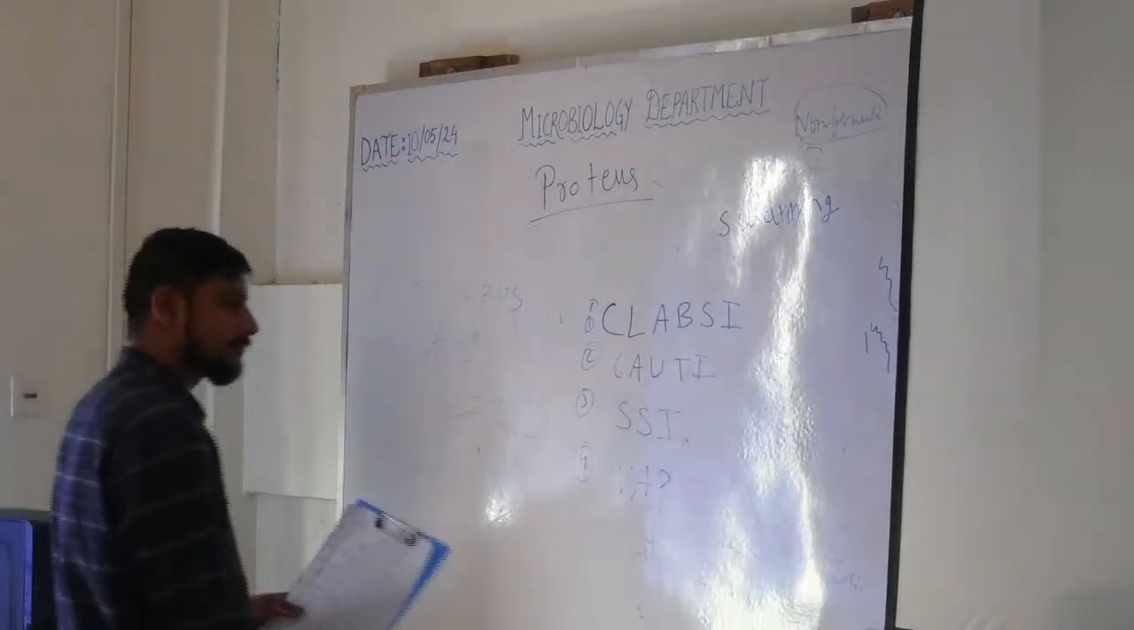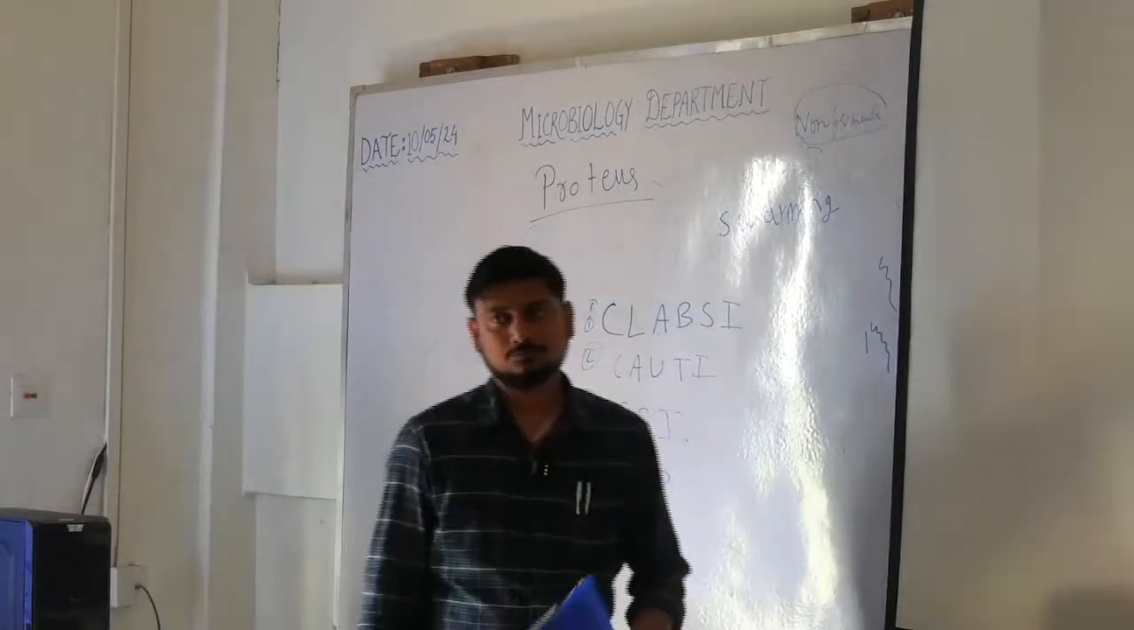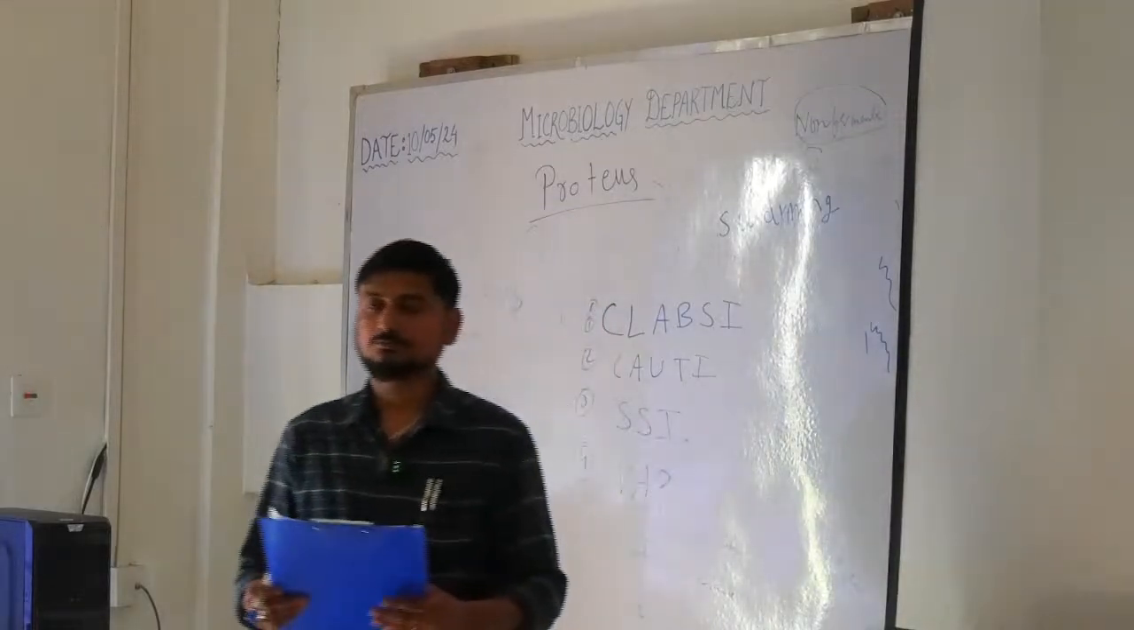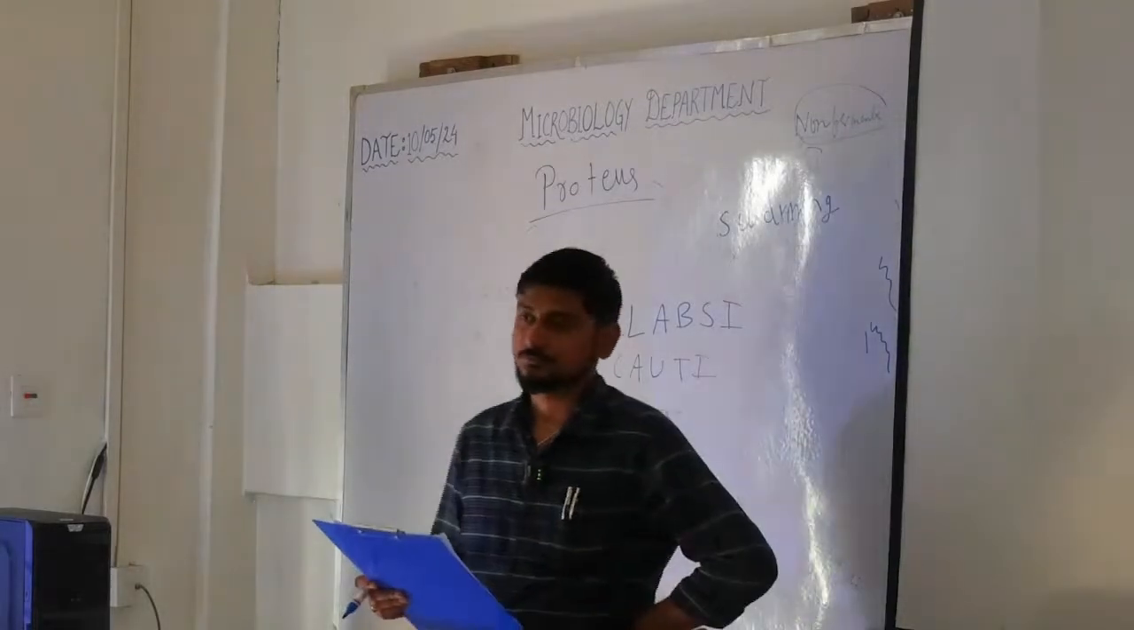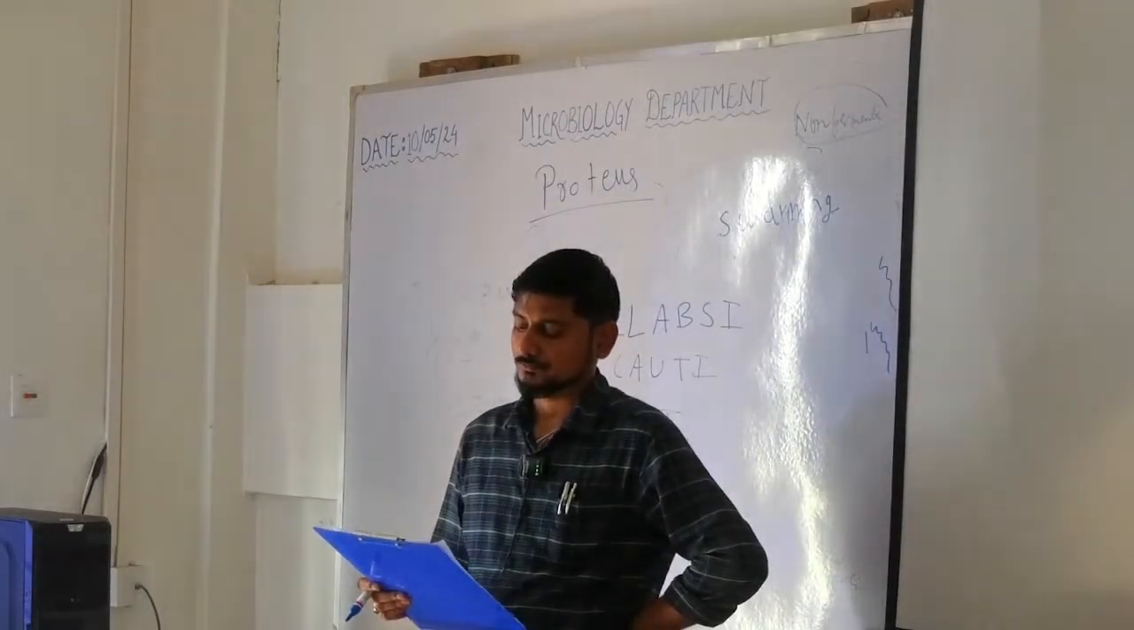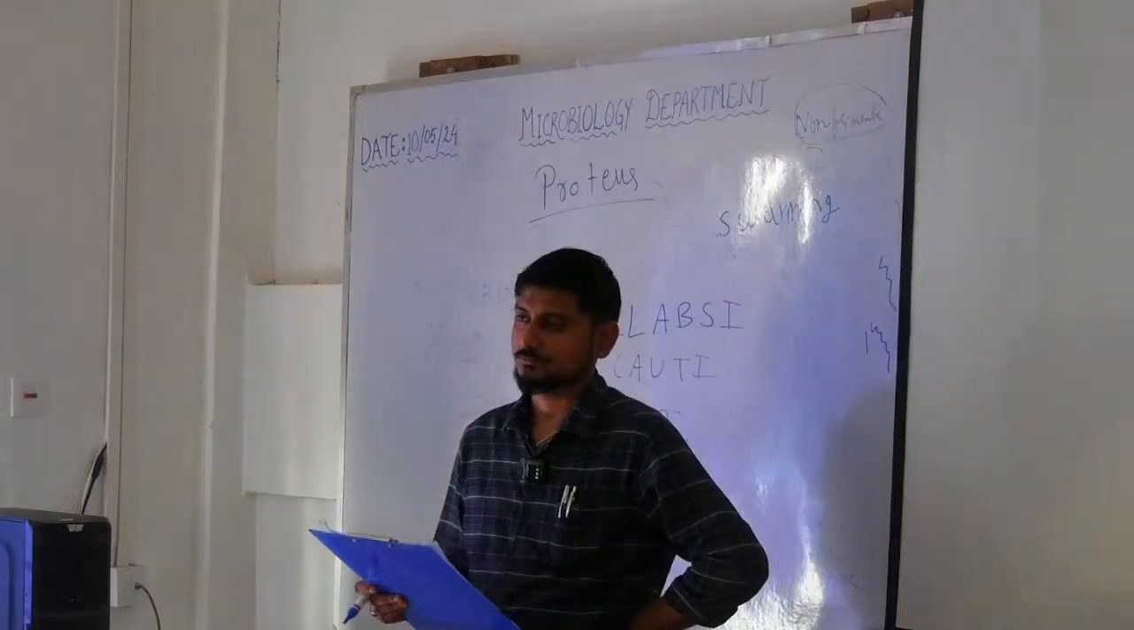So under gram stain, gram-negative. Aerobic. But it has a peculiar shape.